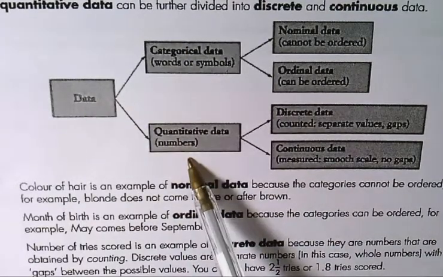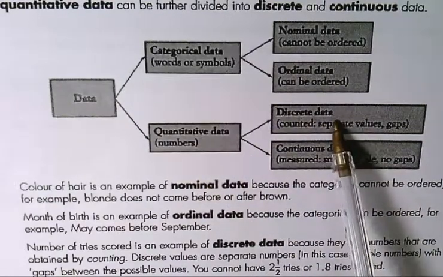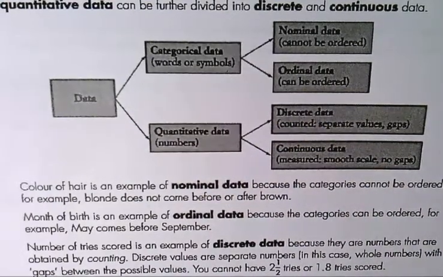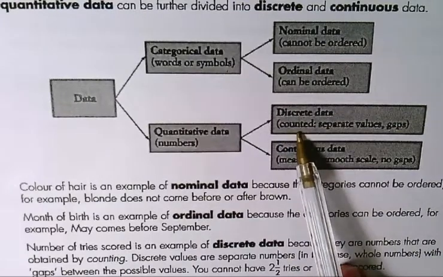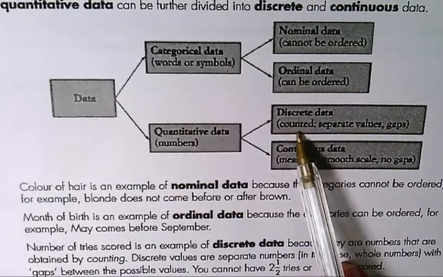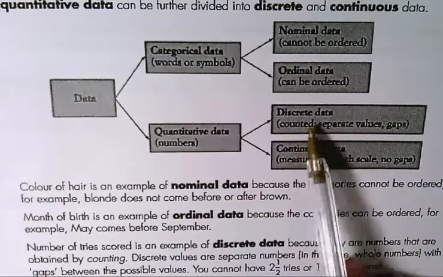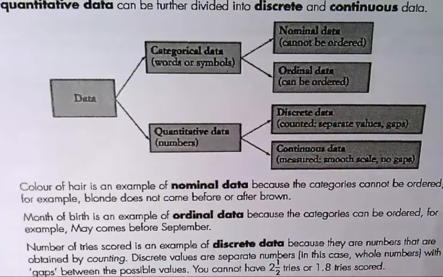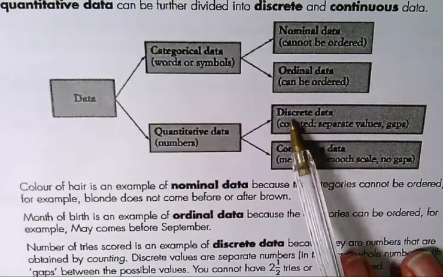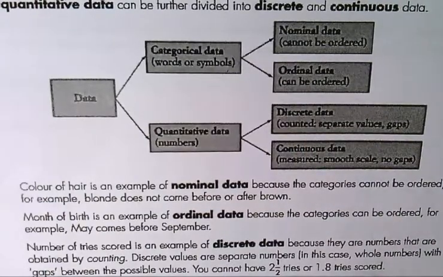So quantitative data, now you've done this before, there are two types. Discrete data. Discrete means sort of on its own. It means that you can count it. So I might say, how many mobile phones in the house? You might say 6. How many TVs in the house? You might say 2. If you have to go around counting things, that's discrete data. So it's counted and you'll have separate values or gaps.